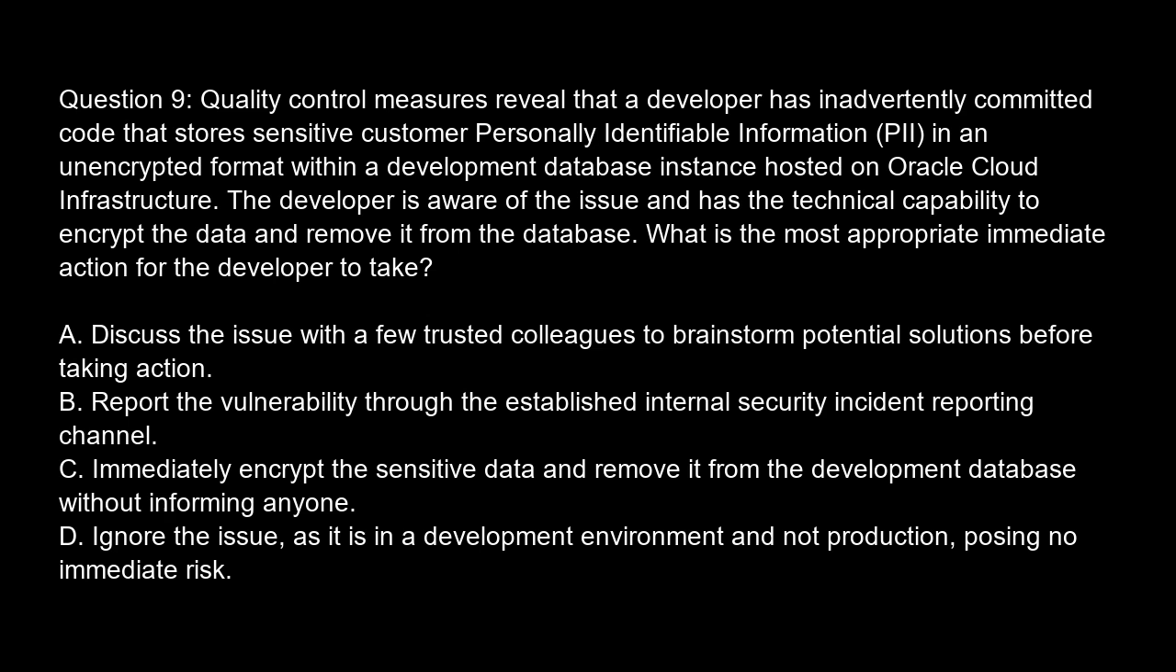Option A. Discuss the issue with a few trusted colleagues to brainstorm potential solutions before taking action. Option B. Report the vulnerability through the established internal security incident reporting channel. Option C. Immediately encrypt the sensitive data and remove it from the development database without informing anyone. Option D. Ignore the issue as it is in a development environment and not production, posing no immediate risk.